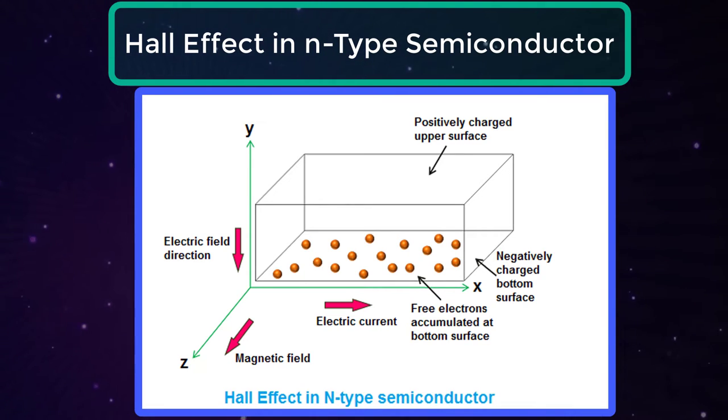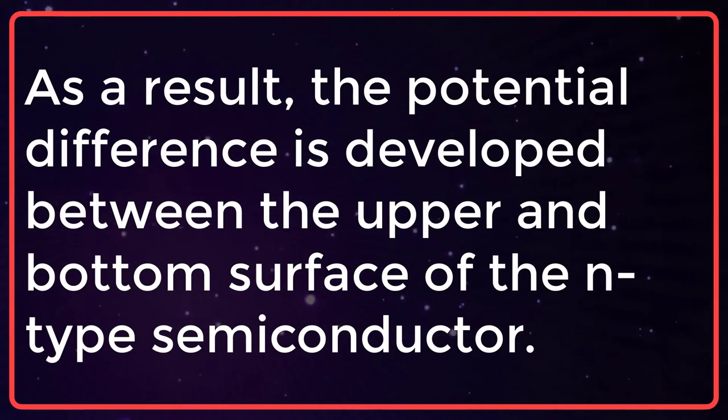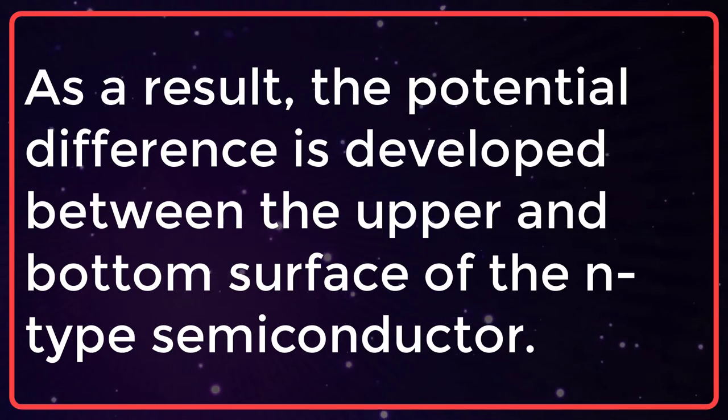semiconductor. This produces a negative charge on the bottom surface with an equal amount of positive charge on the upper surface. So, in N-type semiconductor, the bottom surface is negatively charged and the upper surface is positively charged. As a result, the potential difference is developed between the upper and bottom surface of the N-type semiconductor.